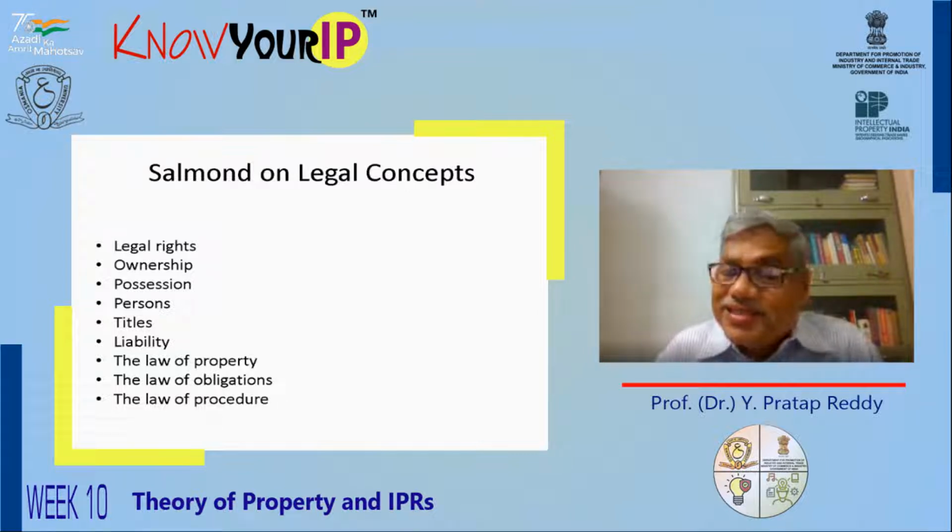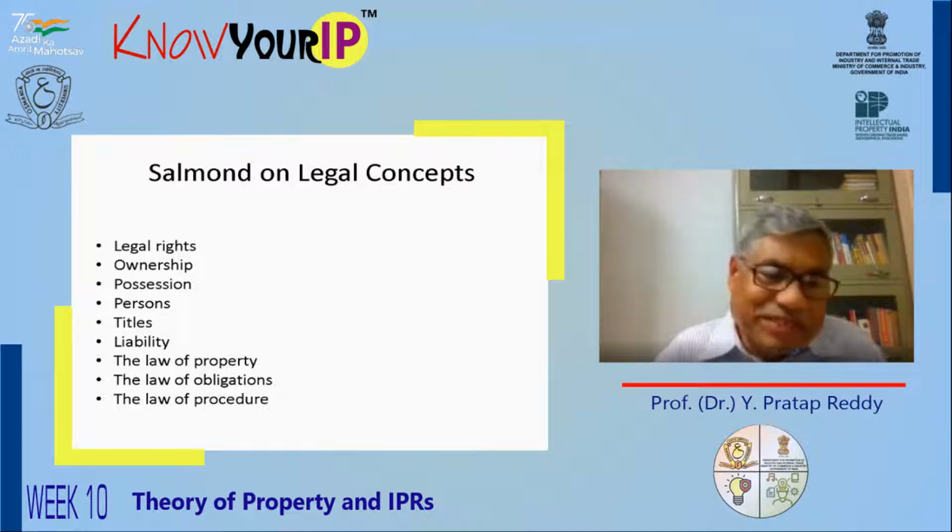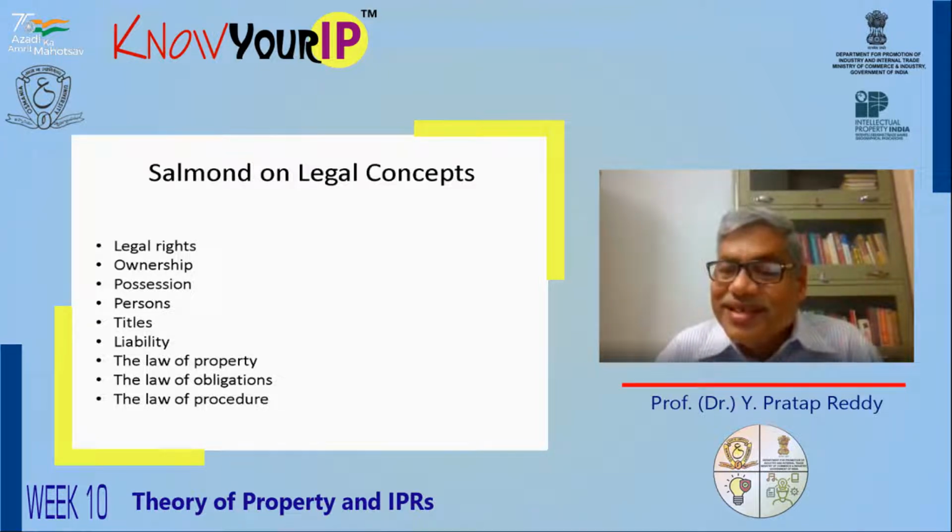Then persons. Even for a right, there must be a person to hold it. A right cannot exist without a person. Right can reside only on a person. A person may be a natural person or a juristic person. When we speak of property rights or intellectual property rights, person is also another important element. Then titles.